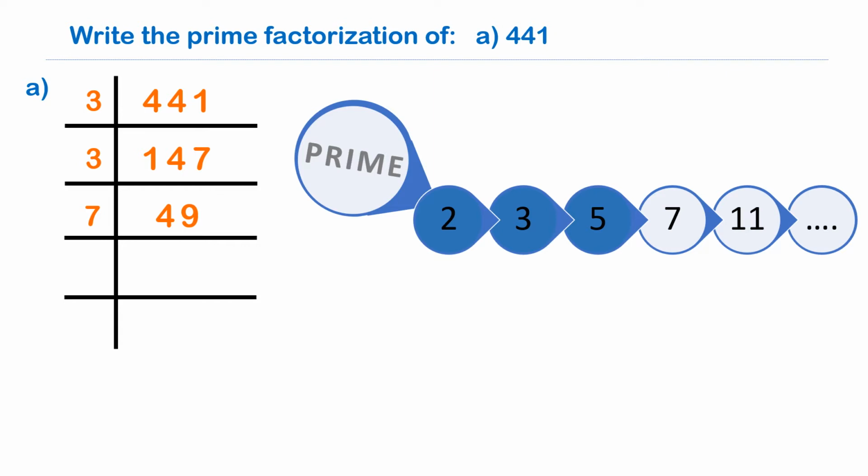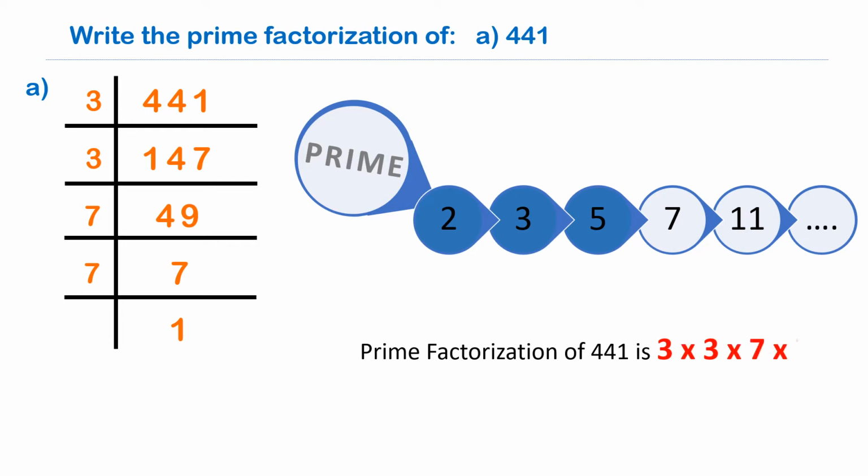We get 7. Again, 7 is a prime number, so it is divisible by 7 and 1 only. So write 7 to the left of 7 and divide. We get 1. If we get 1, it means that we are done with our prime factorization. So, the prime factorization of 441 is 3 multiplied by 3 multiplied by 7 multiplied by 7.